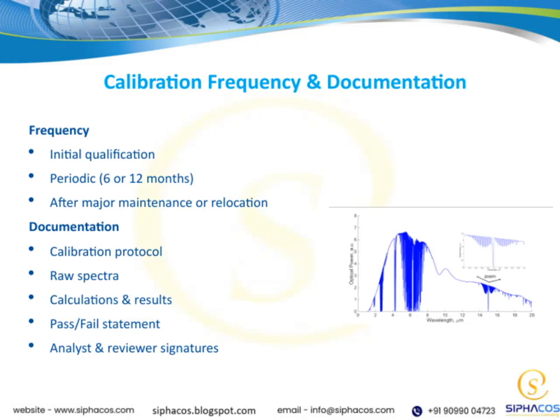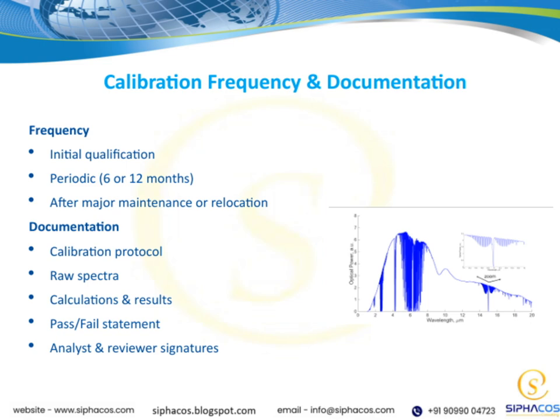Now, let's talk about calibration frequency and documentation, which are crucial for maintaining reliable analytical results. First, regarding frequency, calibration should be performed at the initial qualification to establish a baseline. Then, regular checks are necessary, typically every 6 or 12 months, to ensure continued accuracy. Additionally, calibration should be repeated after any major maintenance or if the equipment has been relocated, since these events can affect instrument performance.